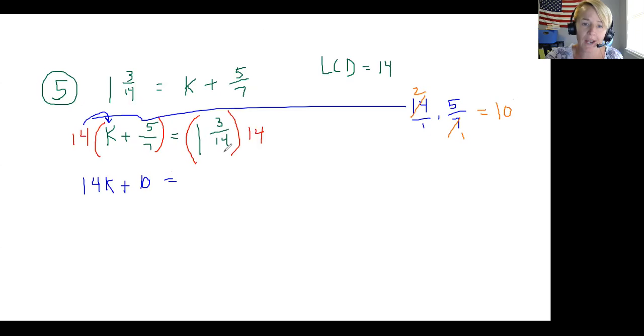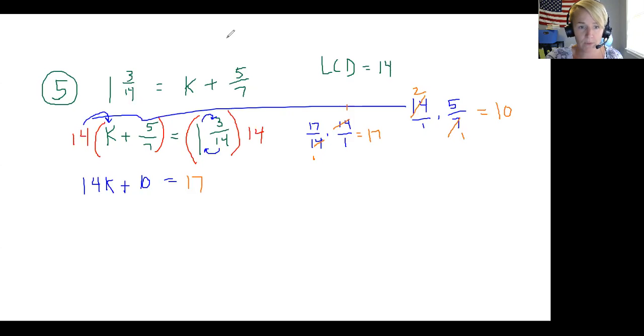And then over here, I have 1 and 3/14 times 14, and it's easier to turn this into an improper fraction. So 14 times 1 is 14, plus 3 is 17. So it's like saying 17 over 14 times 14 over 1. And these two are going to reduce down to 1 each. And that's going to leave me with 17 over here. Okay, so we're smooth sailing up until this point.